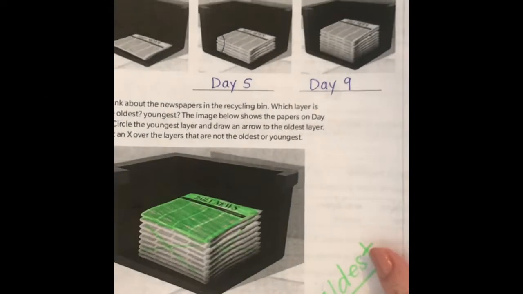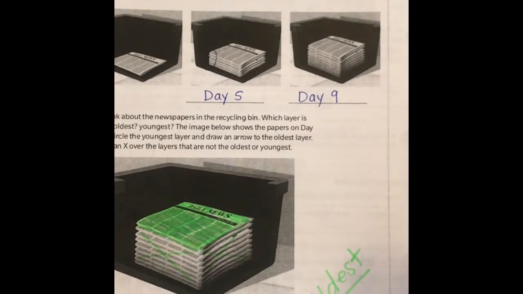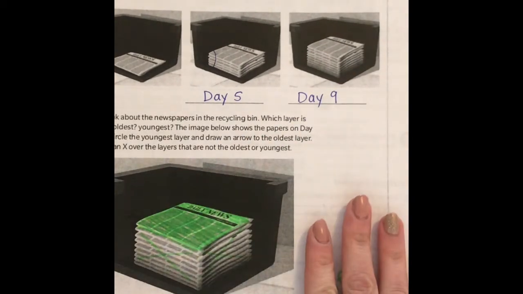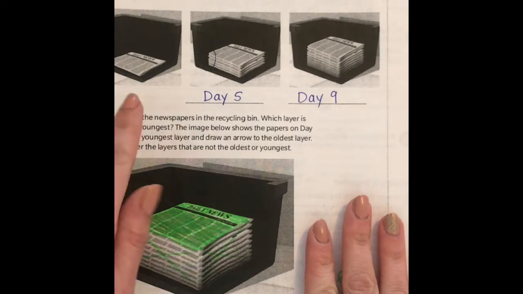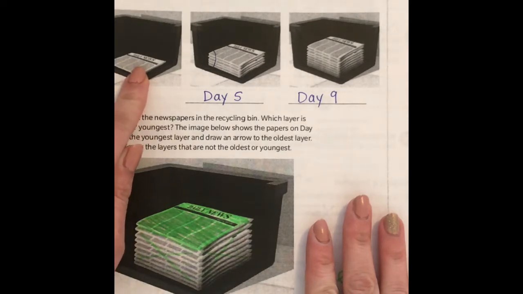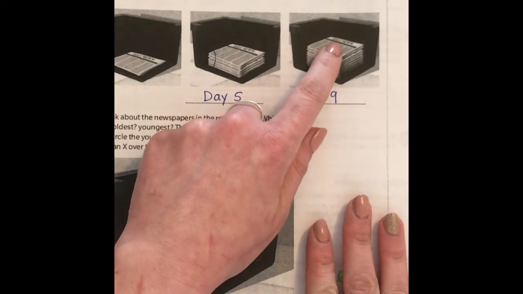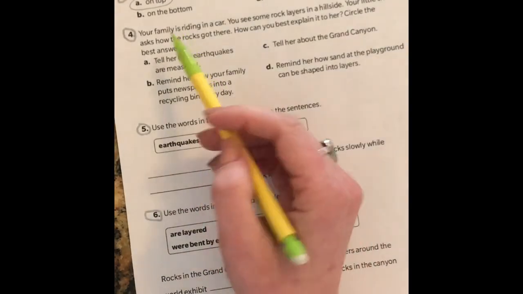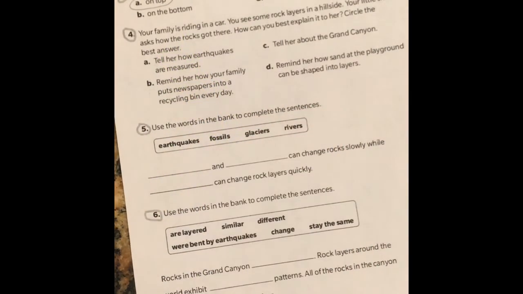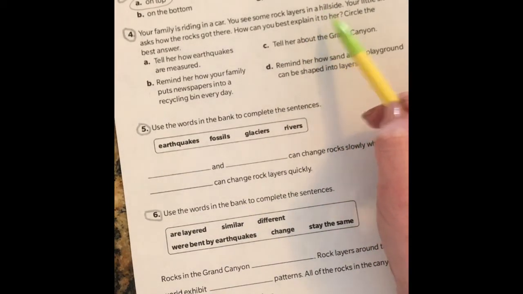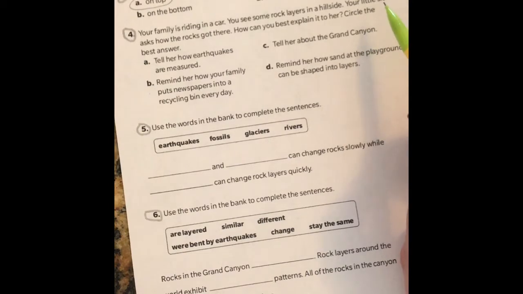And we looked at this example with the newspapers. So if you were recycling newspapers, the oldest newspaper would be at the bottom of the bin and the newest newspaper would be at the top of the bin. And that's helpful for answering number 4. Your family is riding in a car. You see some rock layers in a hillside. Your little sister asks how the rocks got there. How can you best explain it to her? Circle the best answer. This question might be unrelatable if you don't have a little sister.